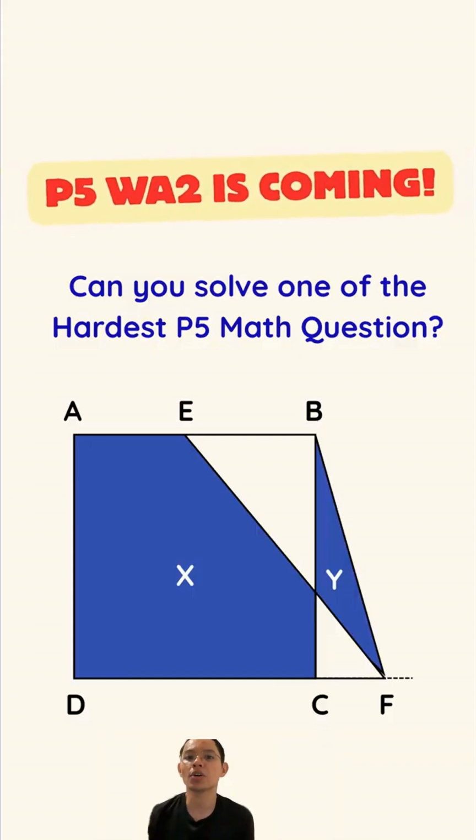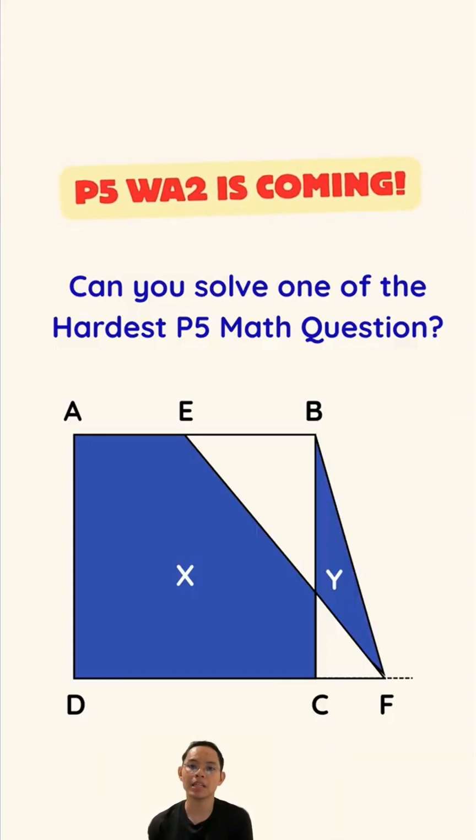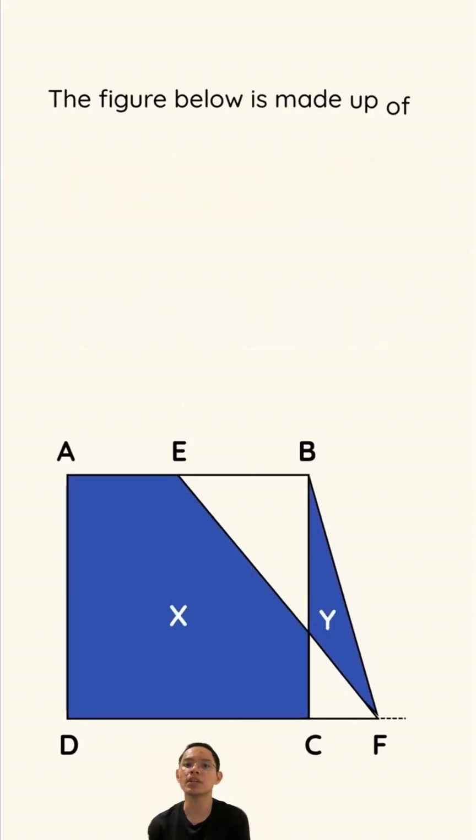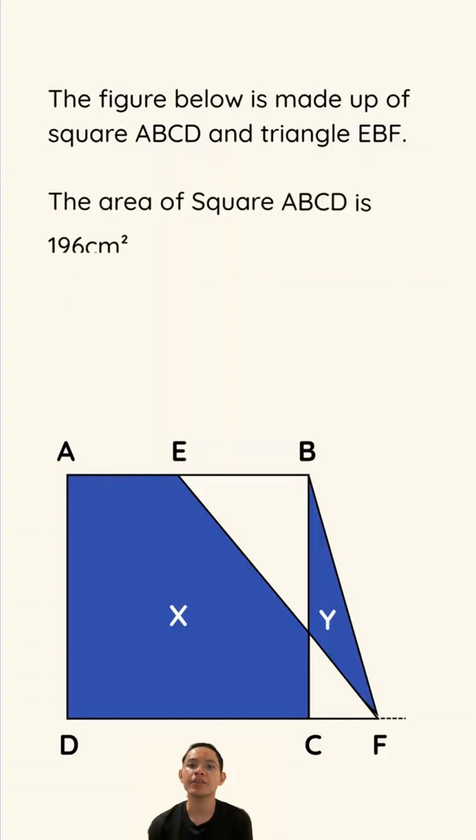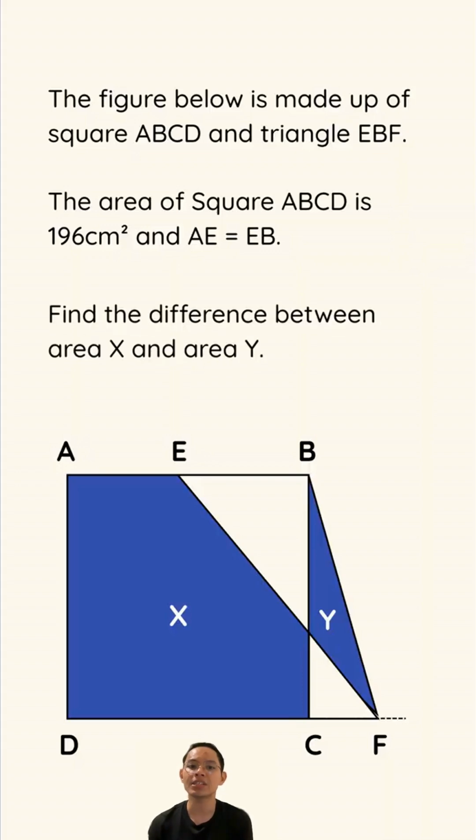P5 WA2 is coming. Can you solve one of the hardest P5 math questions? The question goes: the figure below is made up of square ABCD and triangle EBF. The area of the square ABCD is 196 centimeters square and AE is equal to EB. Find the difference between area X and area Y.